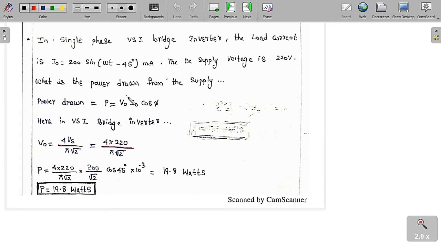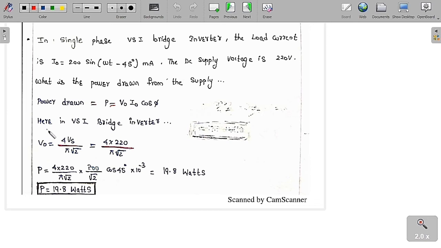So the power drawn or absorbed by the load is equal to V0 I0 cos phi. V0 is the RMS value of the fundamental component and I0 is the RMS value of the fundamental component of the current, because both are of only the fundamental. If it is omega, there has to be omega only. That is called the fundamental component. Phi is the angle between the fundamental component of the output voltage and the fundamental component of the output current.